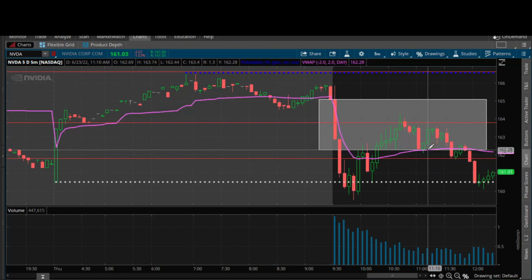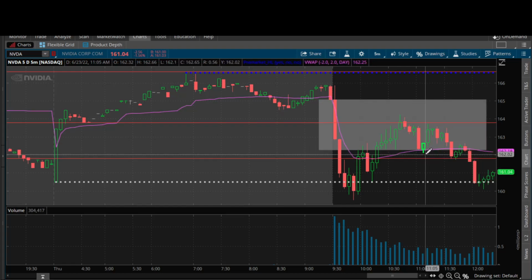And also, I went with 162 because that's the whole number. It just gives it a really clean level to shoot for. Not something random like 162.28 or 162.52. It's a really clean level being the whole number.